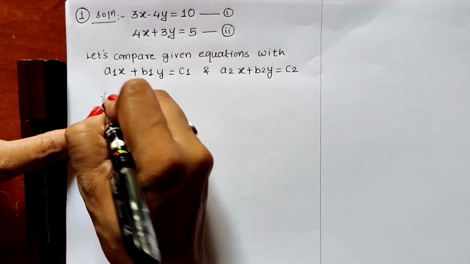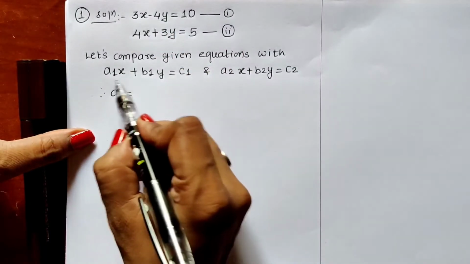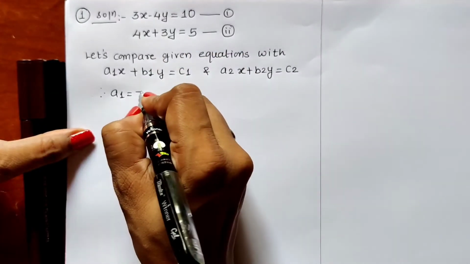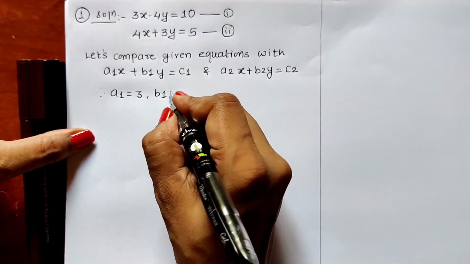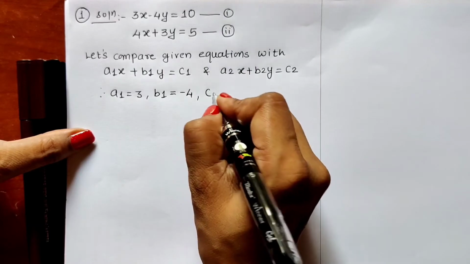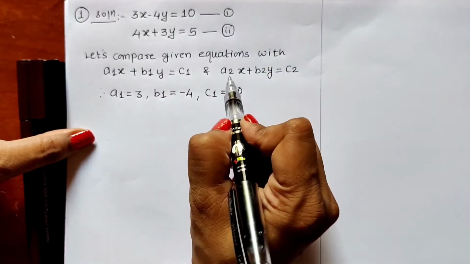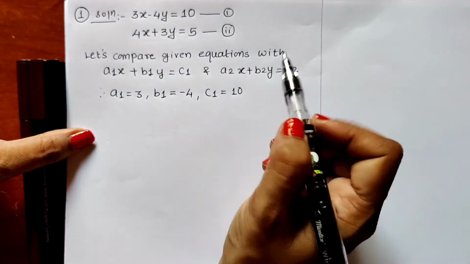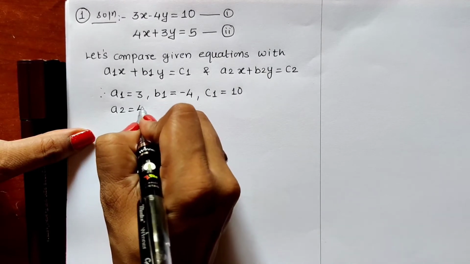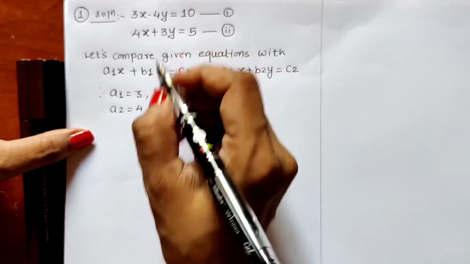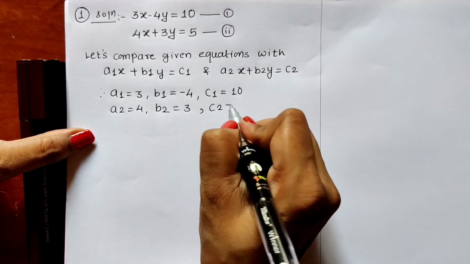So a1 is equal to 3. We will be comparing equation 1 with this. So a1 is 3. b1 is minus 4. And c1 is equal to 10. The constant term is 10. Now let us compare equation number 2 with a2x plus b2y is equal to c2. So a2 is 4. Then b2 is plus 3, and c2 is plus 5.